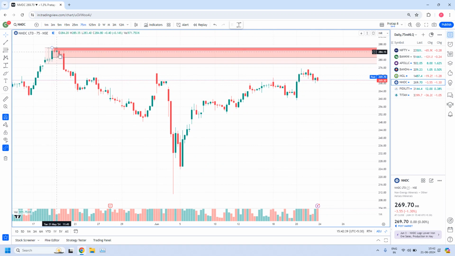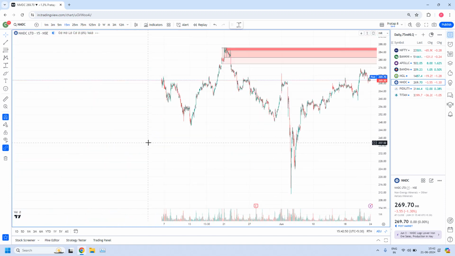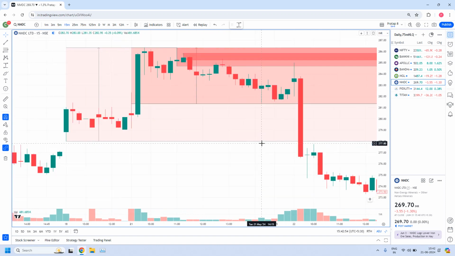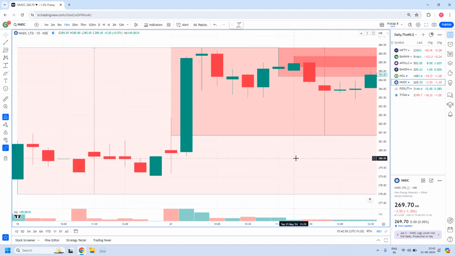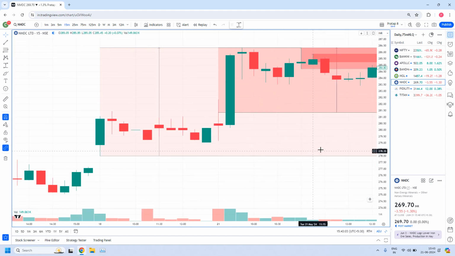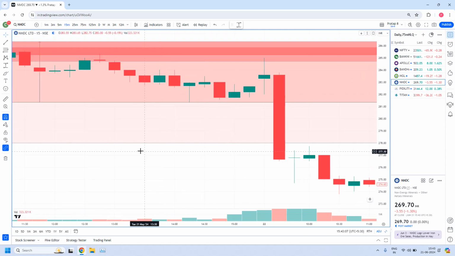Rally, 1, 2, 3, 4 base candles, and then a drop candle. This is the 75 minute zone. Inside this 75 minute zone, again we fine tuned with the 15 minutes time frame. See, we have a rally, 2 base candles, and a drop candle.